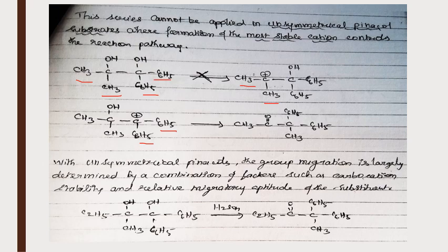With unsymmetrical pinacols, the group migration is largely determined by a combination of factors such as carbocation stability and the relative migrating aptitude of the substituents. So that's why the most stable carbocation will form the major product. Thank you.